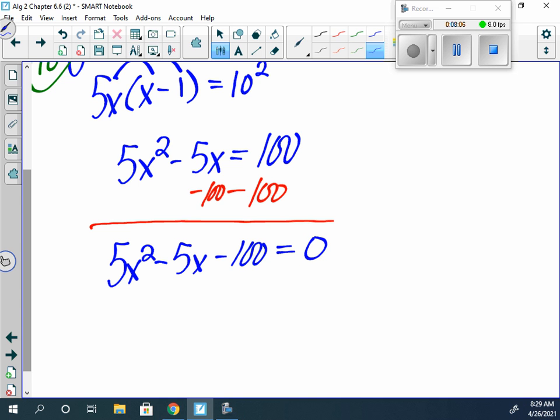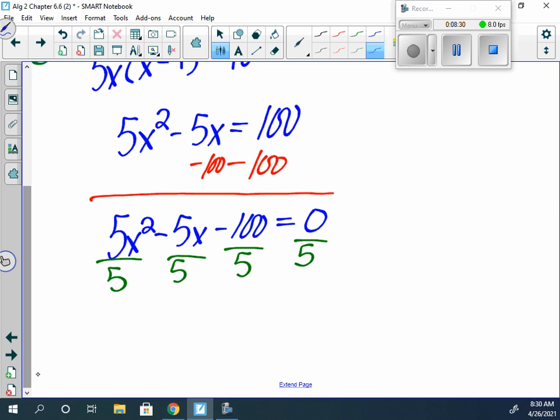On the last one, we divided by 6, and here it would be dividing by 5. Because we can do it before we move the 100, or we can do it afterward. We can do it in either order. It doesn't really matter. So, yes, let's go on and divide by 5. This 5x squared divided by 5 is just going to be x squared. 5x divided by 5 will be x. And 100 divided by 5 is? 0 divided by 5 is?